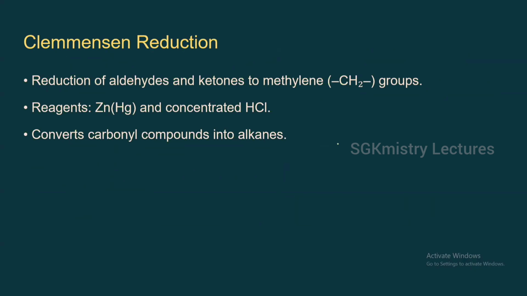Coming on to the next one, that is Clemmensen reduction. It is a reduction reaction in which the carbonyl group of the aldehyde and ketone directly converts into the methylene group. That is, reduction of the C double bond O to CH2 group takes place in the presence of concentrated HCl and zinc amalgam. So here it converts the carbonyl compounds into alkanes during this reduction process.